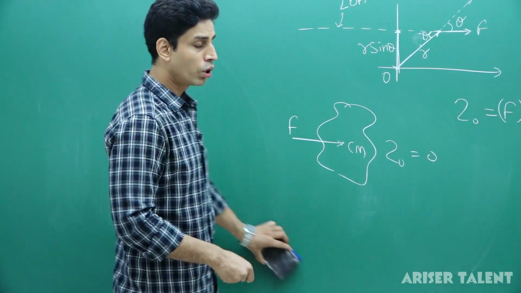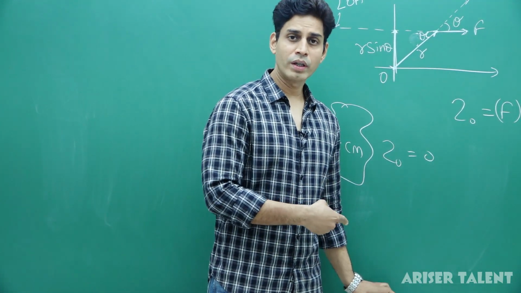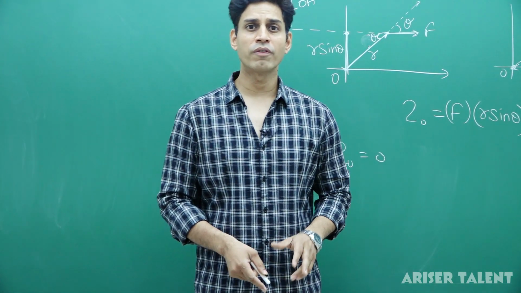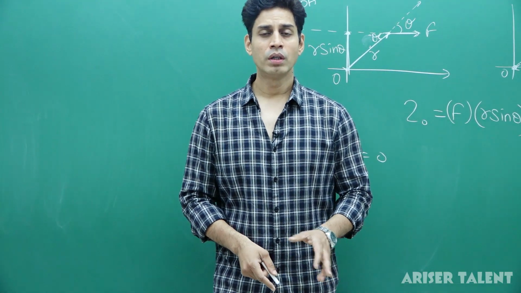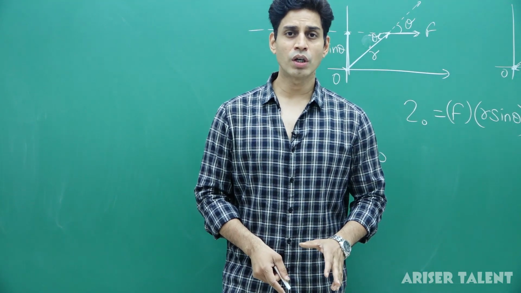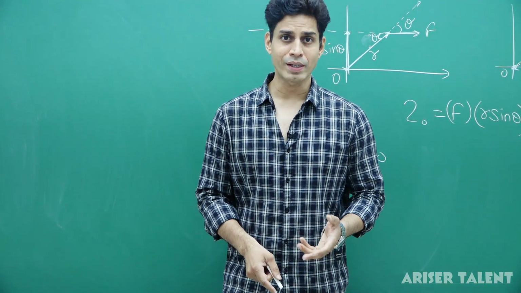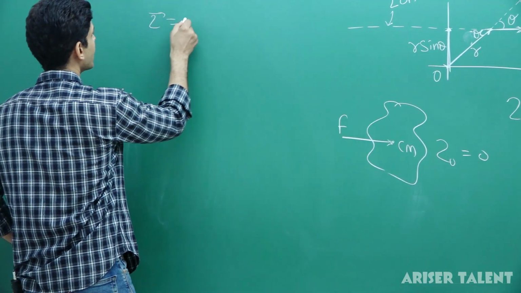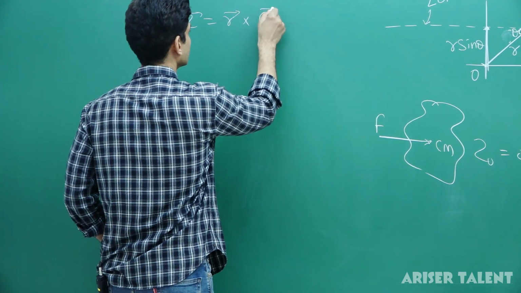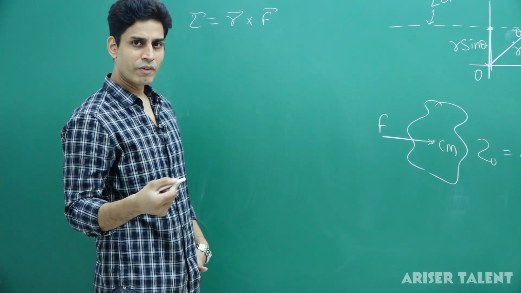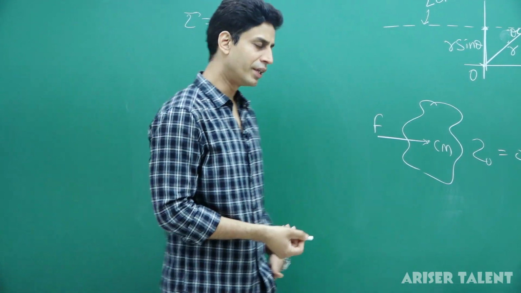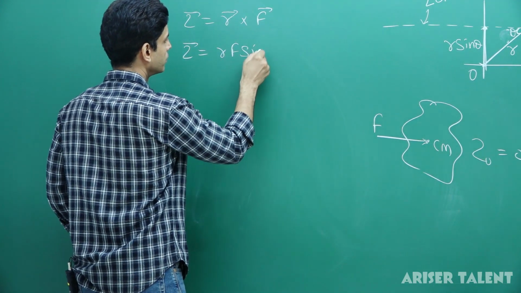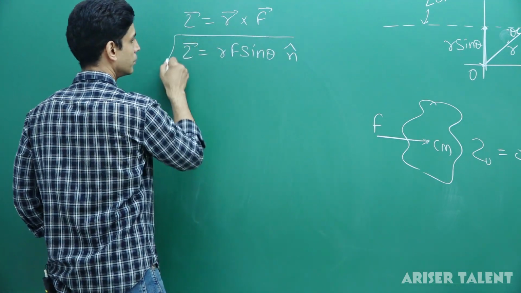So it is clear what torque is, what expression I have written: force multiplied by the perpendicular distance of the line of action of force from the axis of rotation is very, very important. You can solve any numerical based on torque by this expression. I am again writing torque as R cross F. What's the value of A cross B? A cross B is AB sin theta. So torque is R F sin theta into n cap.